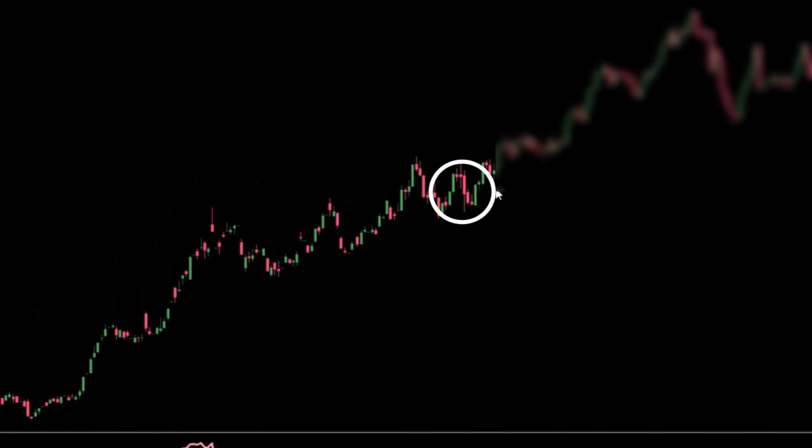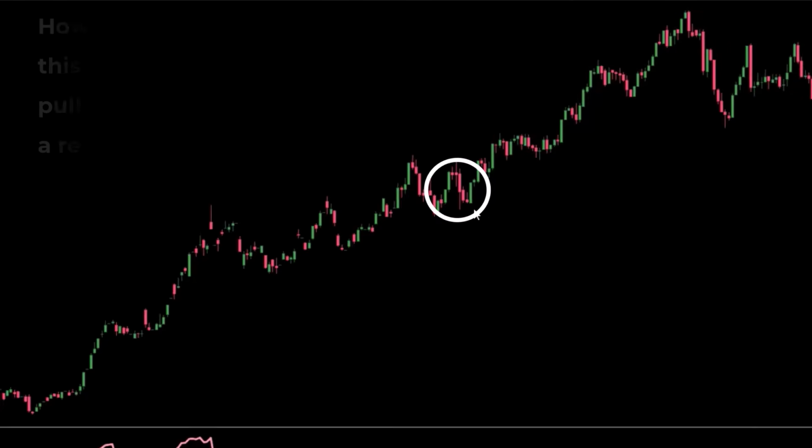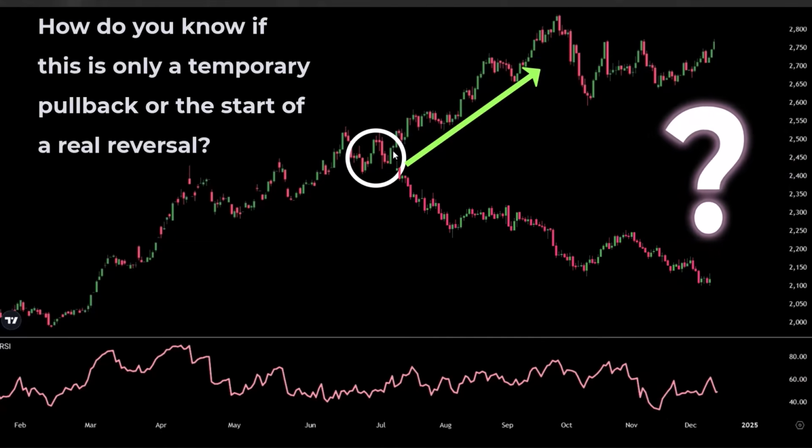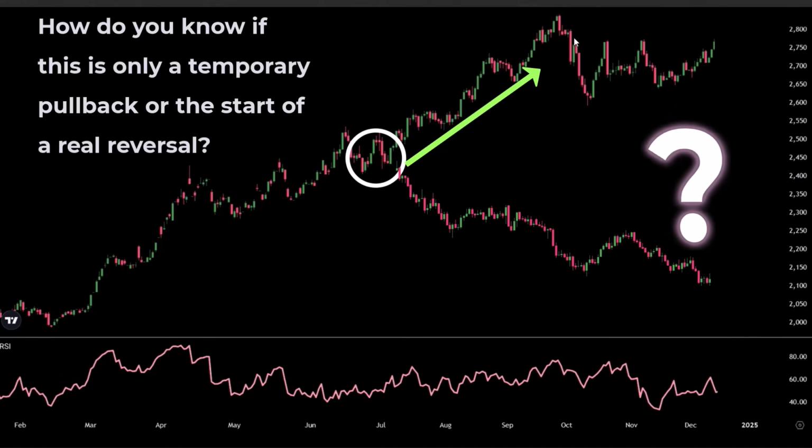But here's the problem. When price starts pulling back, many traders think the trade is over. They exit too early, or even worse, they trade against the trend. So the real question is, how do we know if this is only a temporary pullback or the start of a real reversal? That's exactly where RSI helps us.